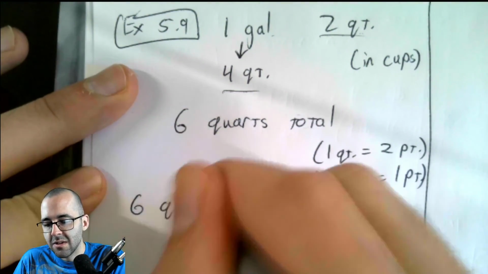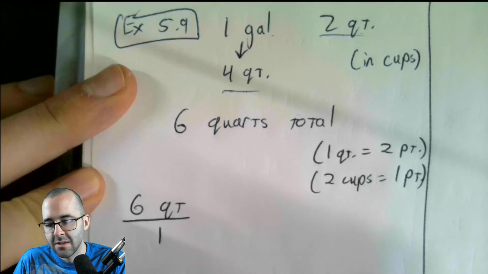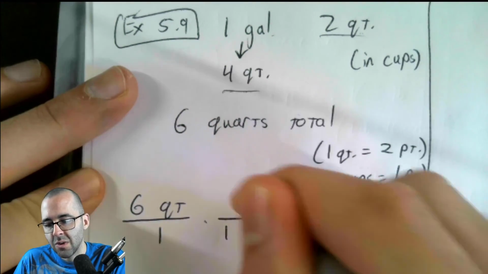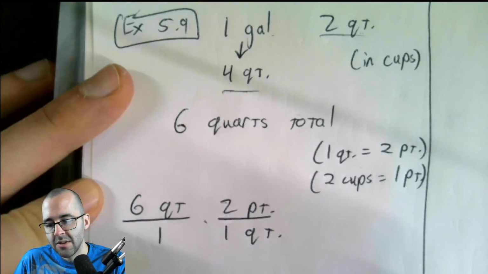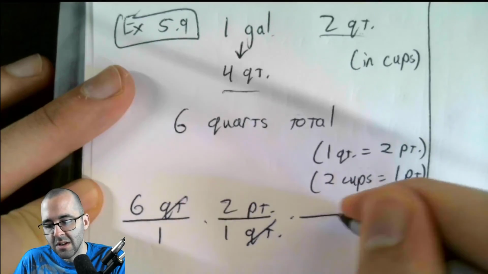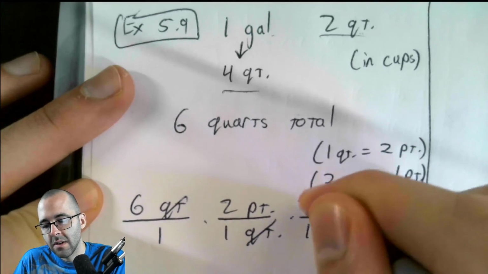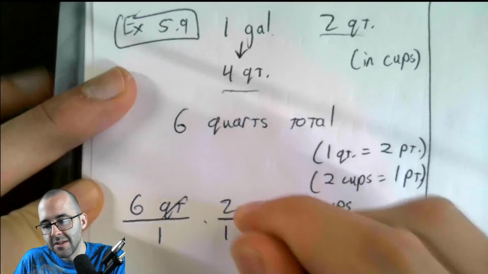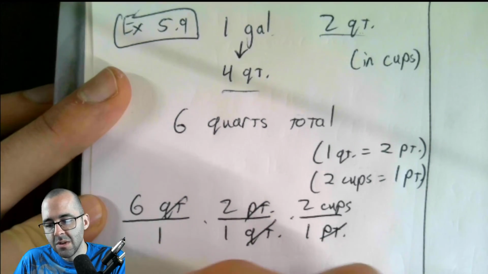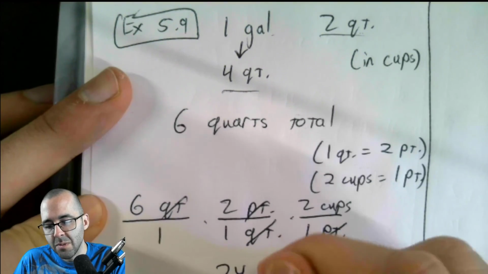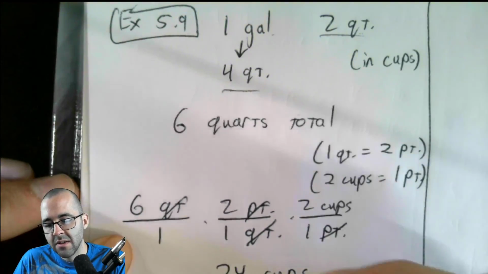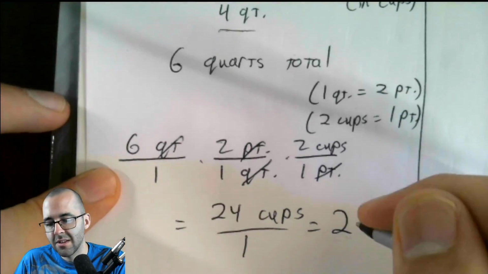So we got 6 quarts divided by 1. 1 quart is 2 pints. The quarts cancel. And 1 pint is 2 cups. The pints cancel, and we're just left with cups on the top. 6 times 2 times 2, use a calculator, should give you 24 cups. Divided by 1, or just 24 cups.